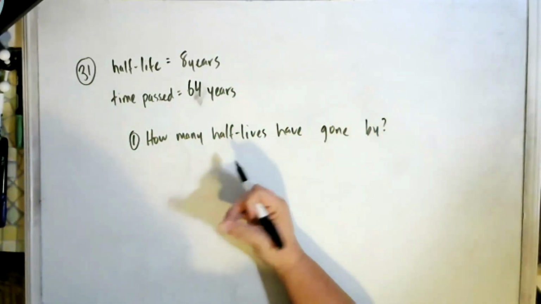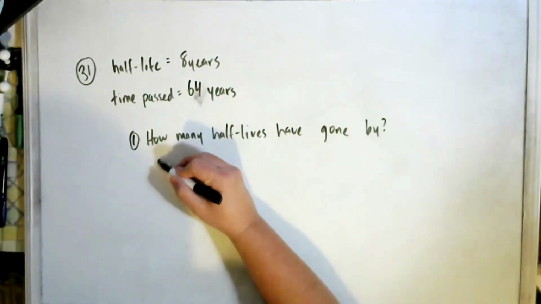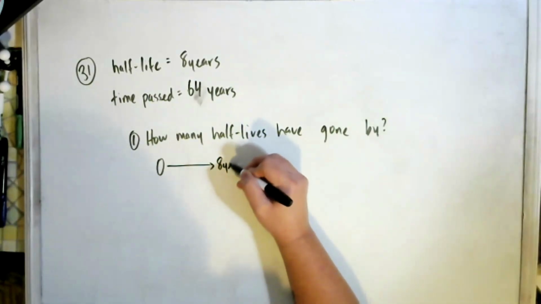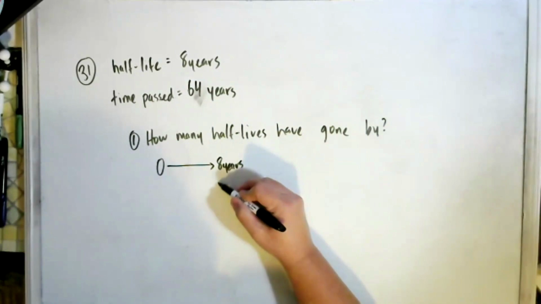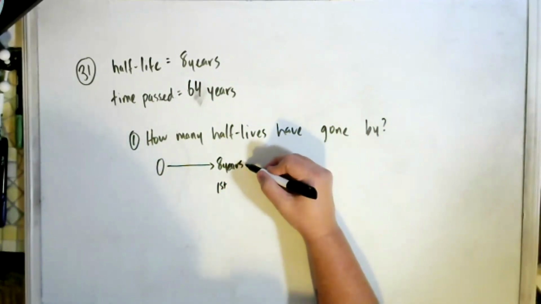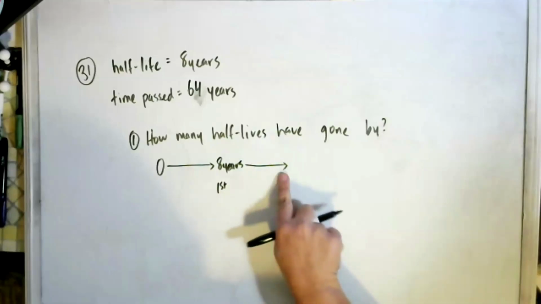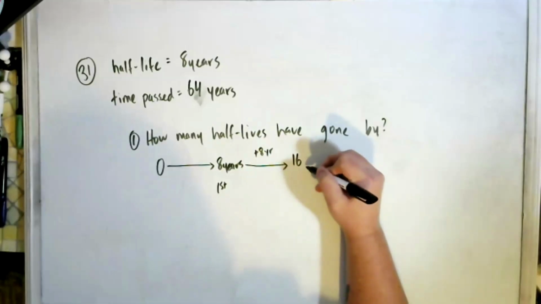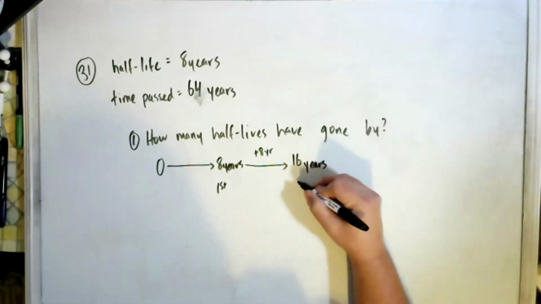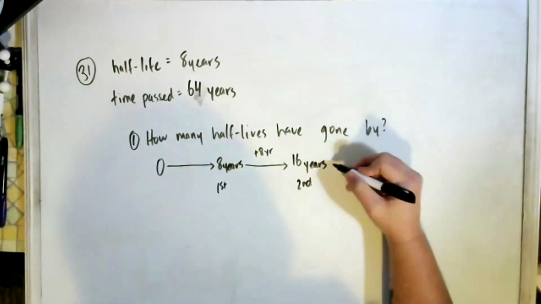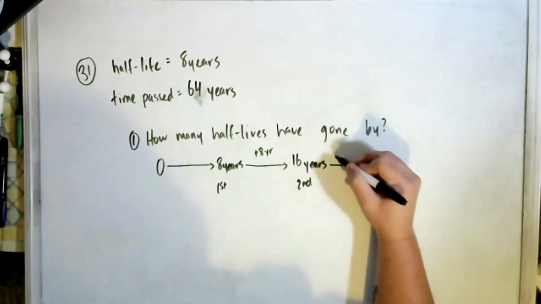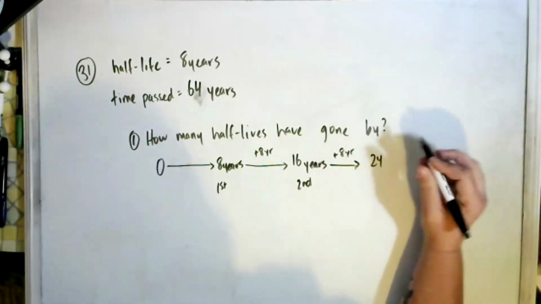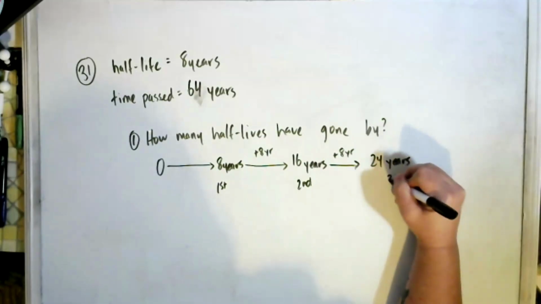Okay, so every 8 years is going to be a half-life. So when we start at time 0, which is the beginning, and we go up to 8 years, this is going to be our first half-life. And now another 8 years is going to go by. So we'll say plus 8 years. Now we're at 16 years. That's our second half-life. 8 more years is going to go by. We're up to 24 years. That's our third half-life.